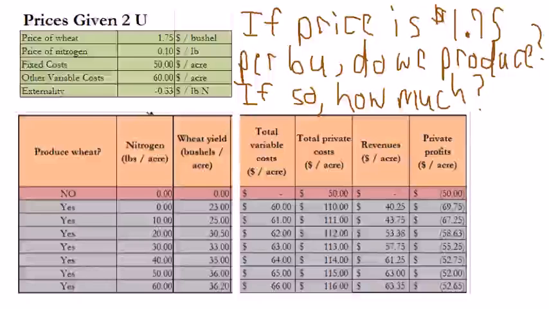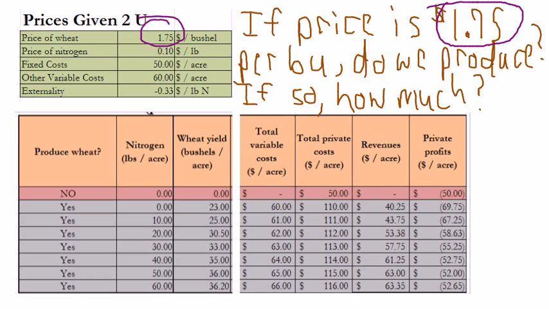This video is almost identical to the previous video, except in the previous video the price that you got for wheat was $2.25, and now we're going to lower the wheat price even more and say, what if after harvesting wheat you only get $1.75 per bushel? If that's the case, do you produce wheat? Is it even worth it? And if so, how much?